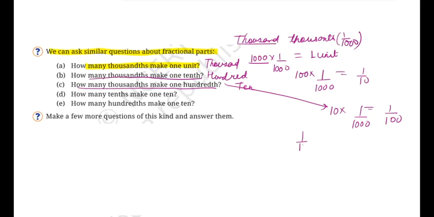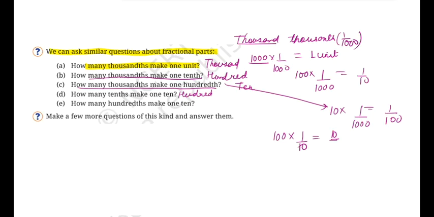Then how many tenths make 1/10? So we have to make 10 by 1/10. So let's multiply it with 100. So 100 1/10ths make it 10, right? So 100 tenths make 10. Okay.